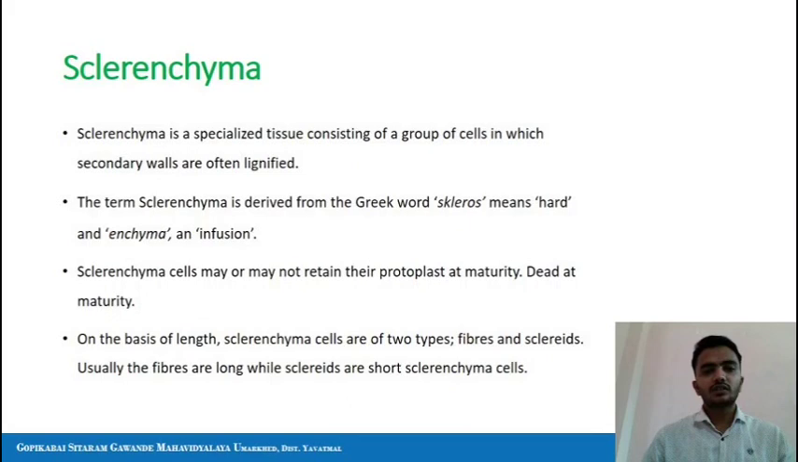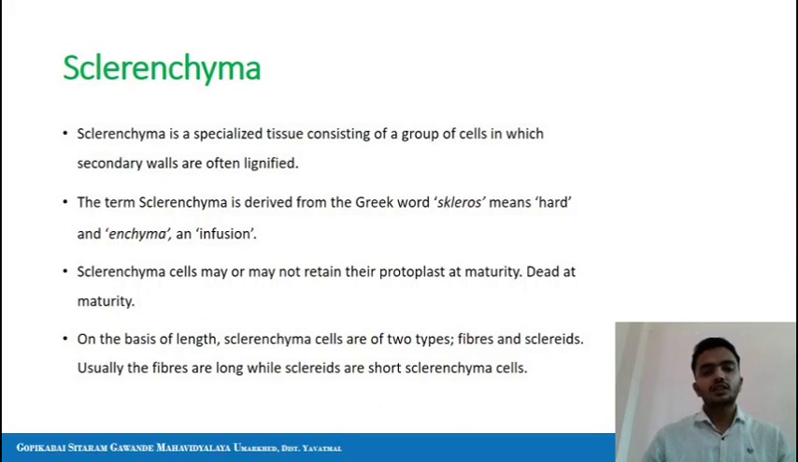So the sclerenchyma, we know that mostly it consists of dead cells. Sclerenchyma is a specialized tissue consisting of groups of cells in which secondary walls are often lignified. So their cell walls are often deposited with lignin, and that's why most of the cells are dead in nature. The term sclerenchyma is derived from the Greek word scleros, which means hard, and enchyma means infusion. Sclerenchyma cells may or may not retain their protoplasm at maturity, or they are dead at maturity.